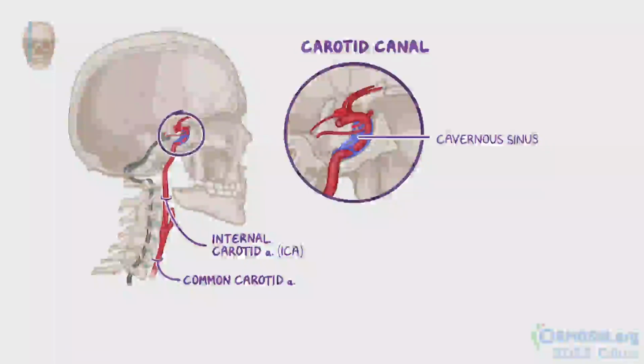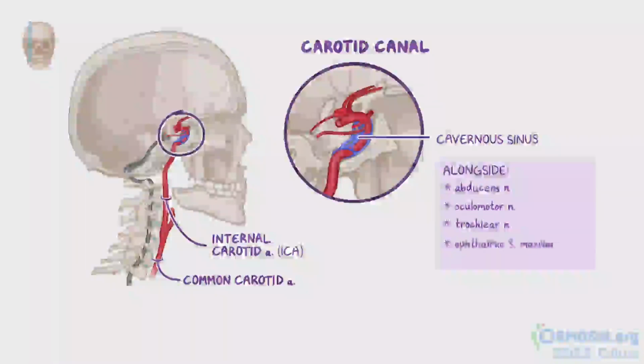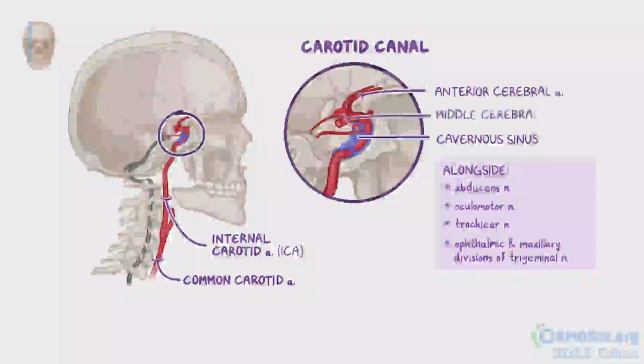Within the cavernous sinus, the ICA travels alongside the abducens nerve and lies in proximity to the oculomotor nerve, the trochlear nerve, and the ophthalmic and maxillary divisions of the trigeminal nerve. Then the ICA emerges from the cavernous sinus and divides into the anterior cerebral artery, the middle cerebral artery, and several smaller branches.